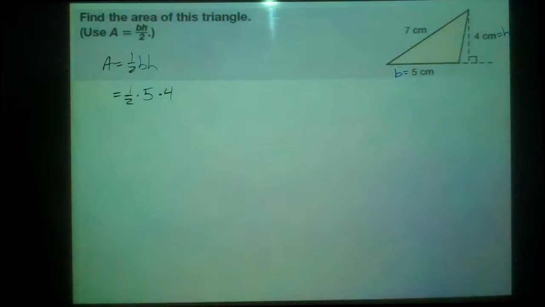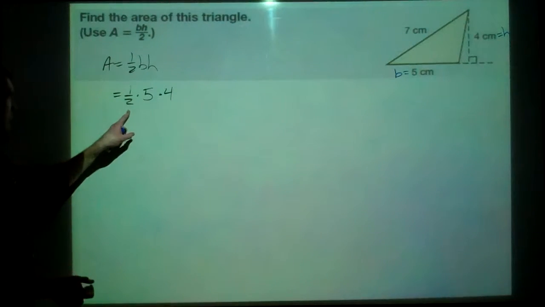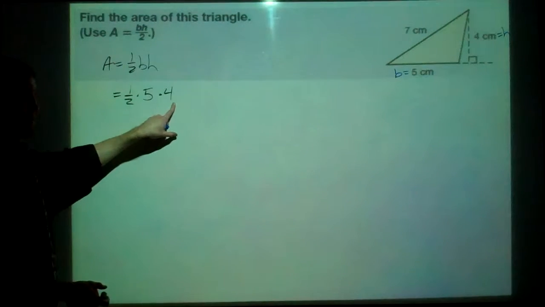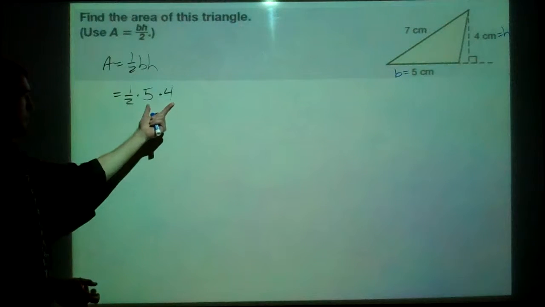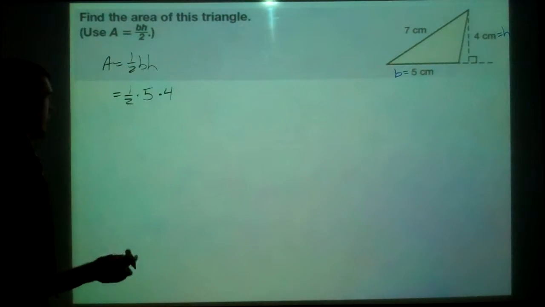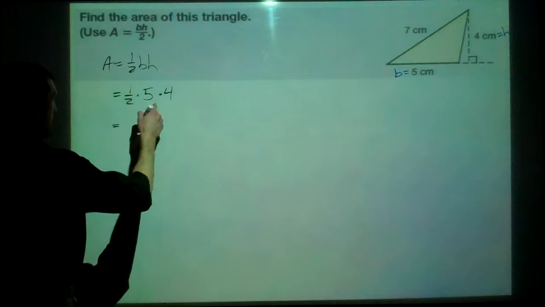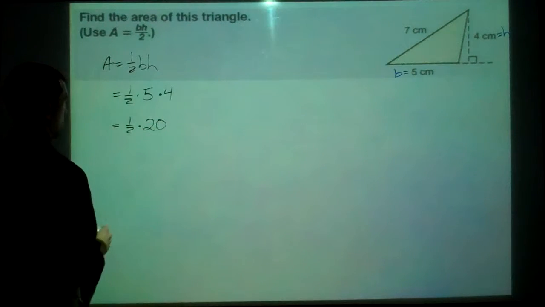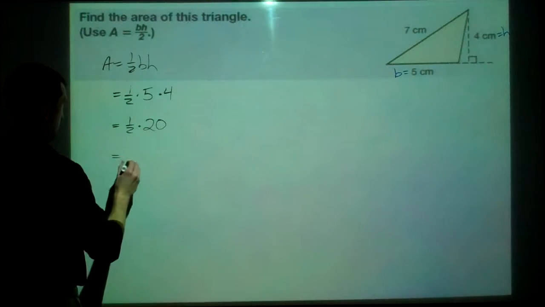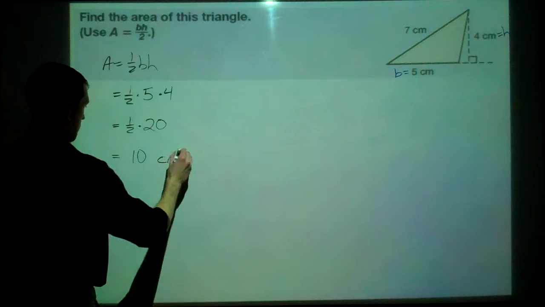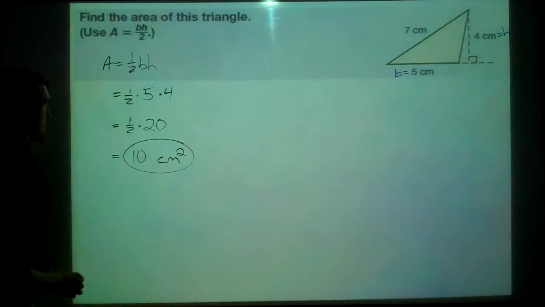Okay? We can do a bunch of different things with this. I could take half of 5 first and then multiply it by 4. I could take half of 4 first and then multiply it by 5. I could multiply these two together first and then take half of that. Let's go ahead and do that. So really we have 5 times 4 is 20. So I want 1/2 times 20, and we know that is 10. And we are in area centimeters squared.